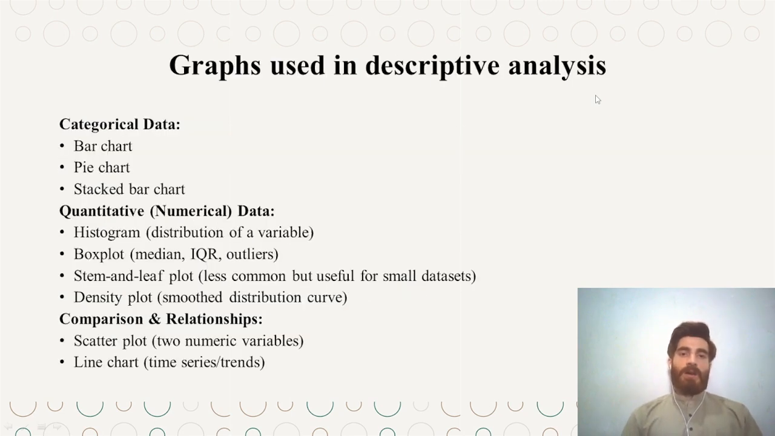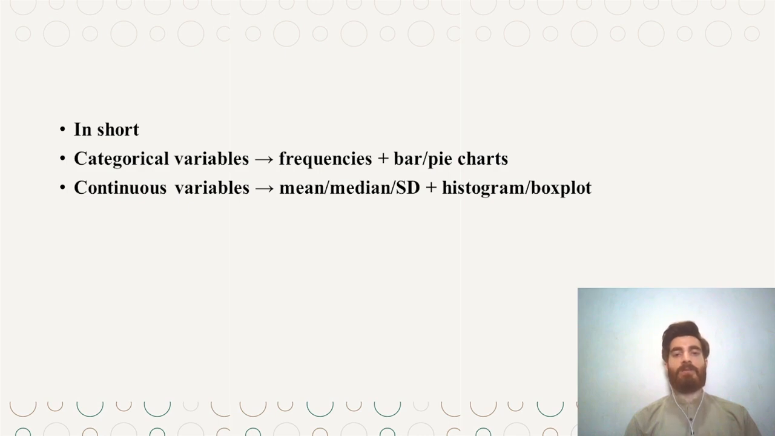So, which type of graphs are used in descriptive analysis? In categorical data, we can use bar chart, pie chart, stacked bar chart. For quantitative data, we can use histogram, box plot, stem and leaf plot, density plot. In comparison and relations, we can use graphs like scatter plot and line chart. For categorical variables, we use bar and pie charts, and frequency is used. And for continuous variables, we use mean, median, standard deviation, and histogram plus box plot.